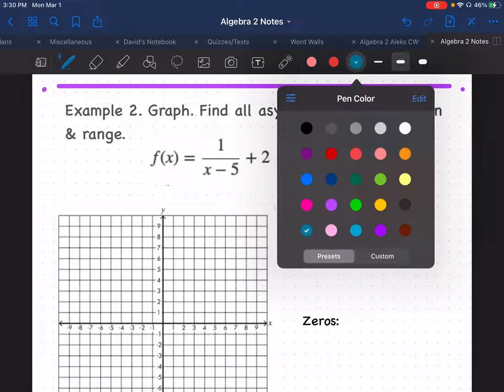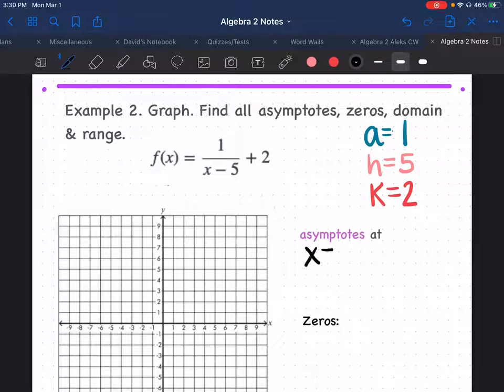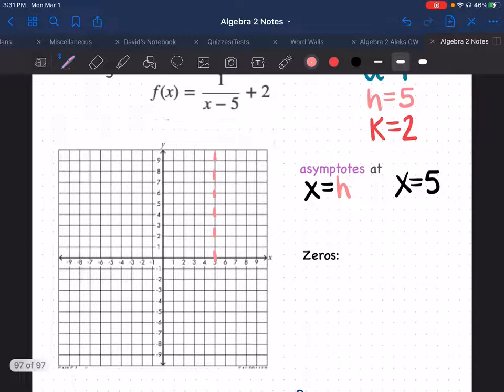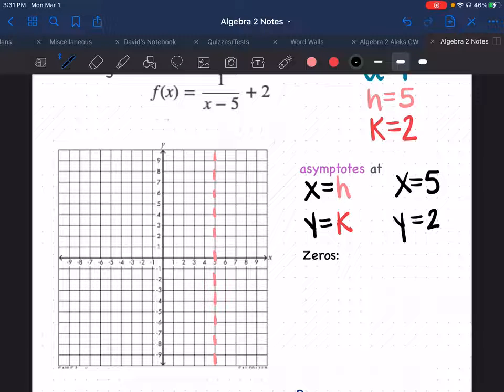My two asymptotes, remember, X's asymptote is at H. So it would be X equals 5. And if I were to graph that, I would come to where X is 5 and I would just go straight up and down. There's going to be a part in Alg2 where it'll let you graph that for it, okay? And my other asymptote is at Y equals K, so I know it's at Y equals 2. So I find where Y is 2, there it is, and then I just go straight out. There we go.